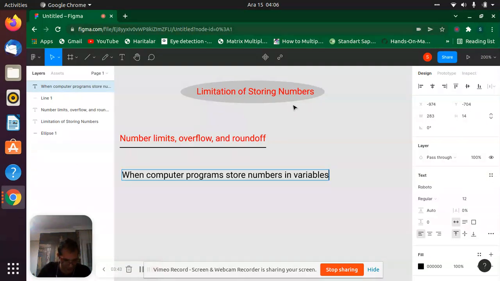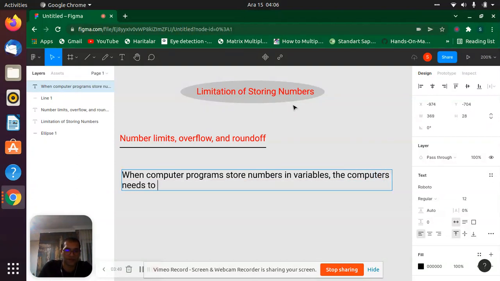The computer needs to find a way to represent that number in computer memory. This is very important.